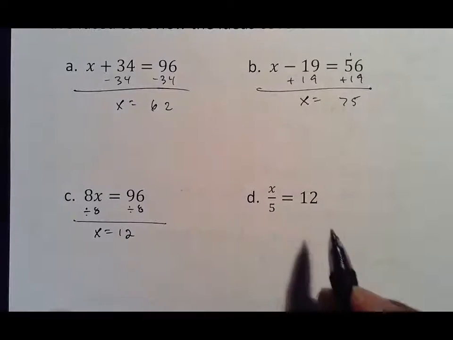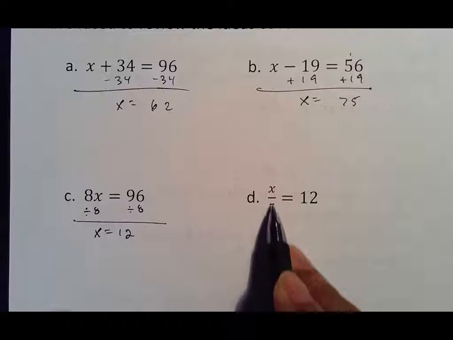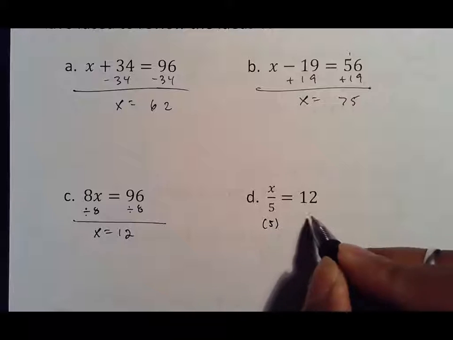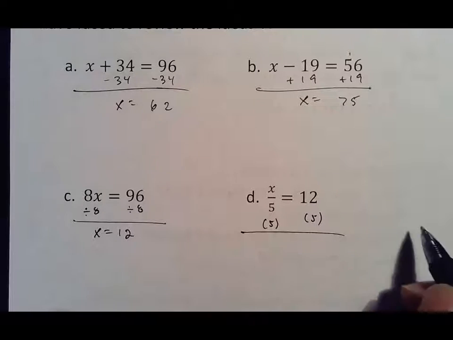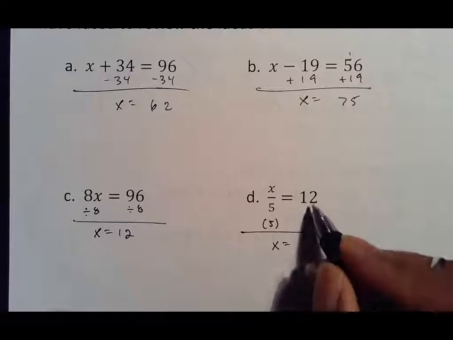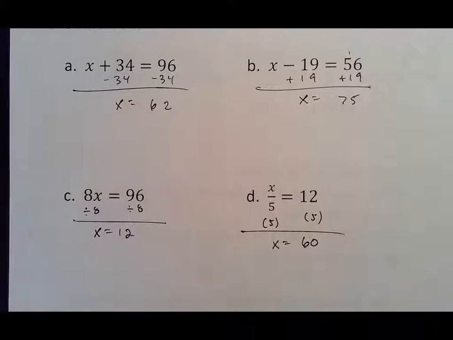And then the last one that we saw, x over 5 equals 12. That means division with the 5 being here. Since that is division, we undo it with multiplication, using parentheses to show the multiplication. The 5s go away, x comes down with 12 times 5, which is 60.